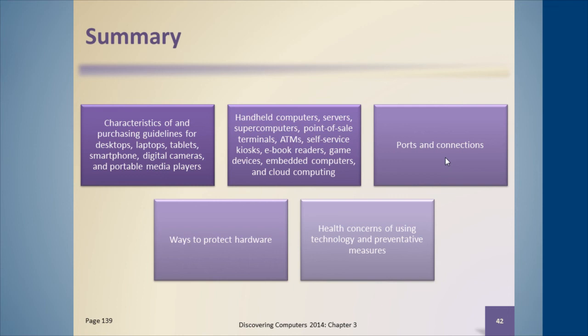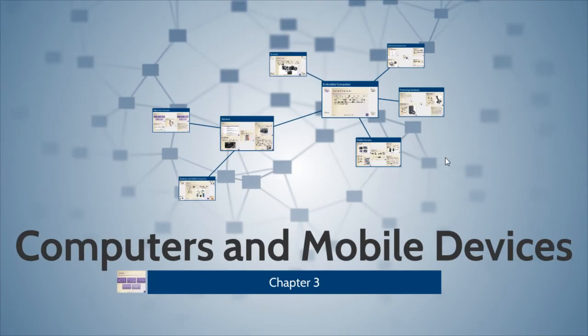We talked about cloud-based computing. We talked about ports and connections and some of the common types of ports and connections, specifically USB devices, for example. We talked about some of the different ways to protect hardware and some of the health concerns that are associated with the use of technology and some of the ways to try to prevent some of those issues. So that is Chapter 3 in a nutshell.